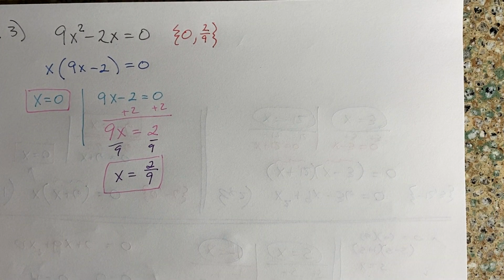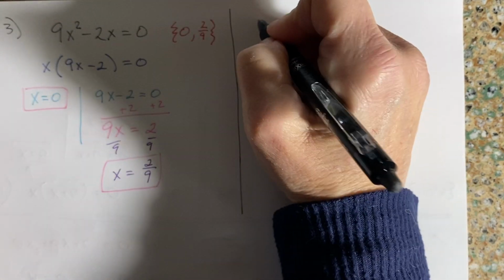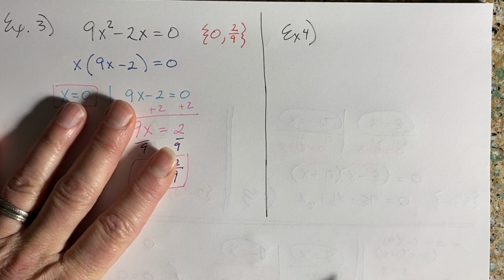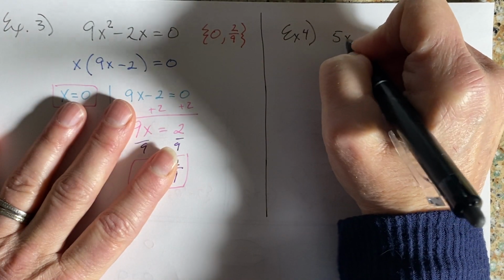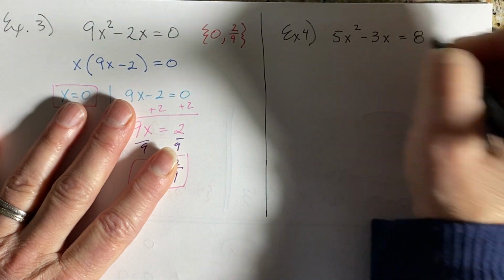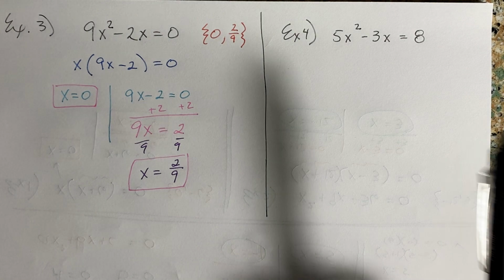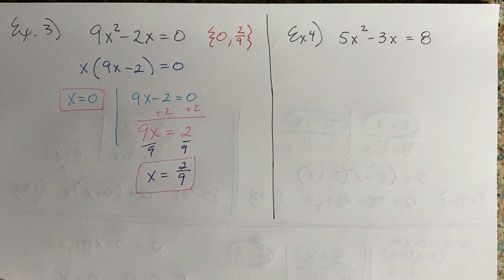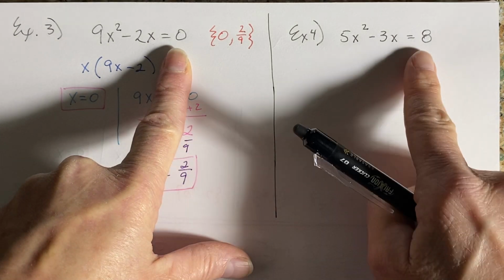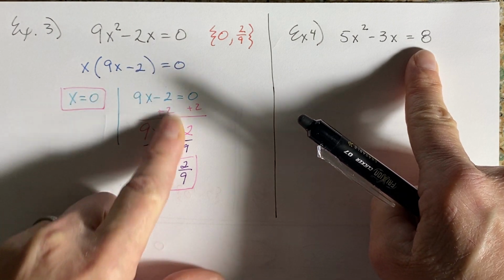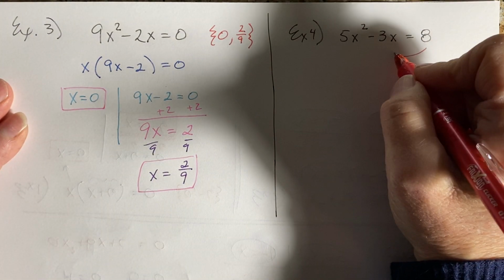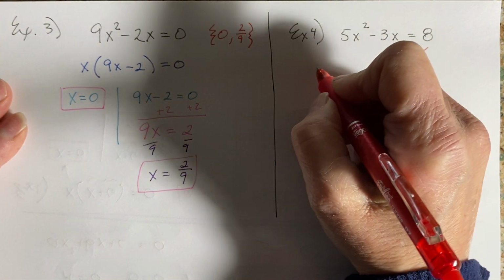Okay, let's look at another example. Example 4. 5x squared minus 3x equals 8. Now it is not set equal to 0. That one was already set equal to 0. That's what must be true. We have to have it set equal to 0. Okay, so that is the first thing we're going to do. So we're going to take this 8, put it to the other side by subtracting it.